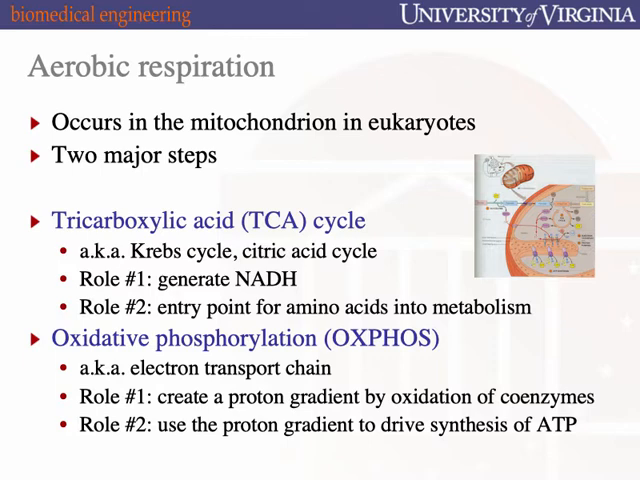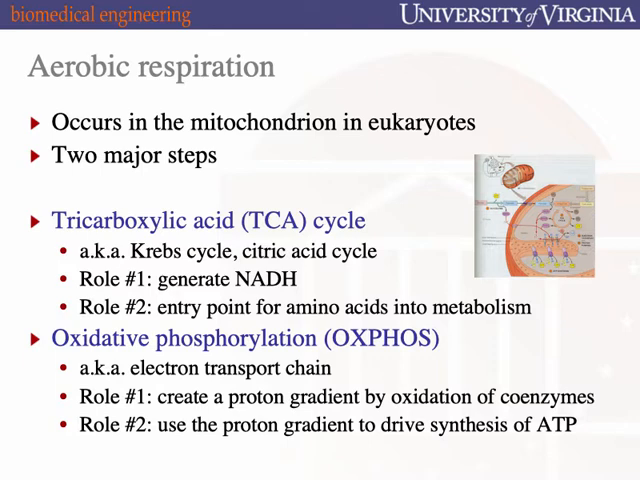The TCA cycle serves 2 roles broadly in metabolism. The first is to generate more reducing equivalents, such as NADH and another coenzyme that I'll describe in a little bit. And it also can be the point at which amino acid metabolites and metabolic byproducts feed into central metabolism, like we're describing here for glucose, pyruvate, and acetyl-CoA.